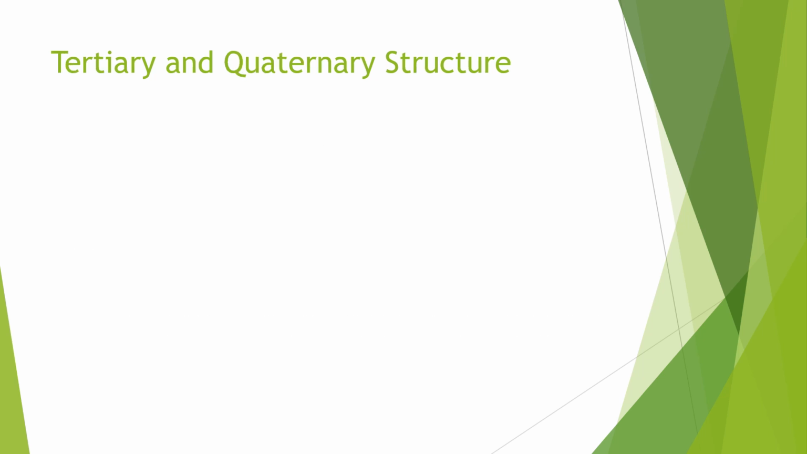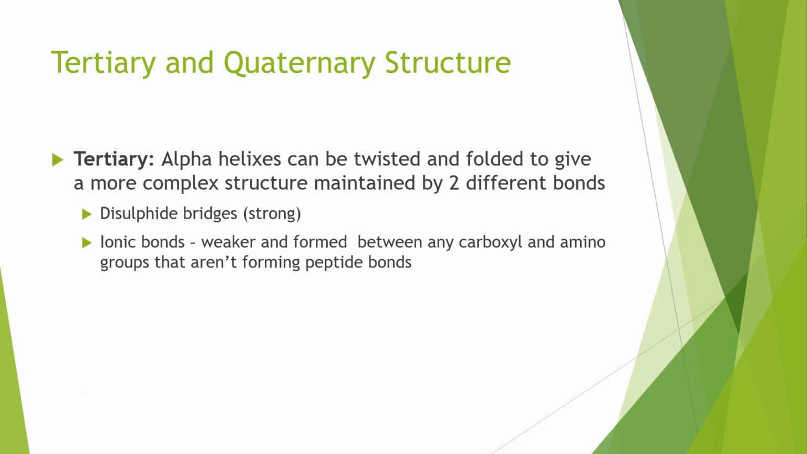So now we will move on to discuss tertiary and quaternary structures of proteins. Following on from the secondary structure, the tertiary structure further folds into a more intricate 3D shape. This final shape is maintained by several types of bonds, the first being disulfide bridges. These are strong covalent bonds formed between sulfur atoms in the R groups of certain amino acids, providing stability to the protein structure. And secondly, ionic bonds. These are weaker bonds that occur between positively and negatively charged groups on the amino acids that are not involved in the peptide bonds.